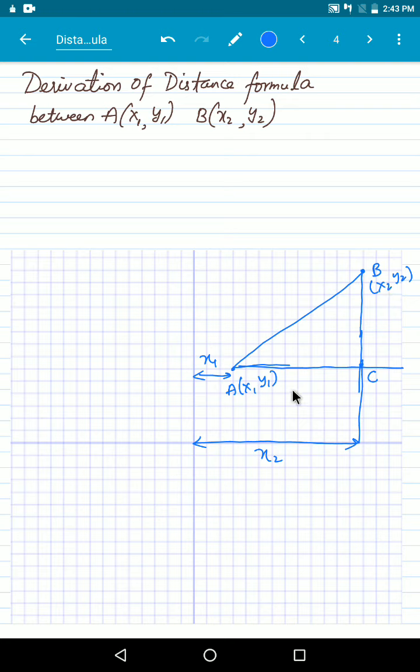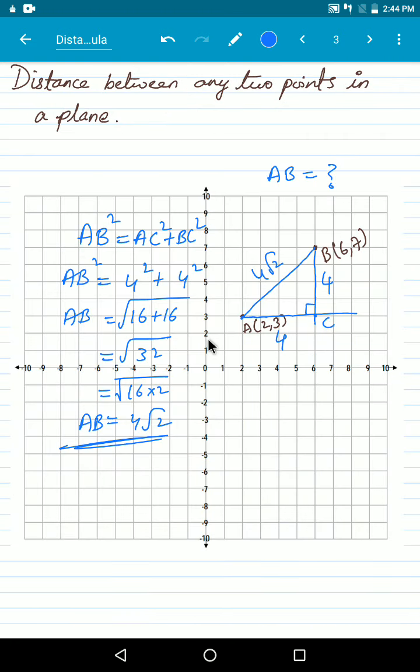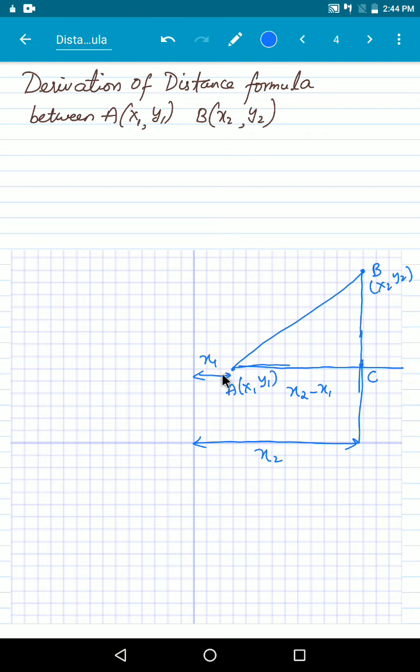What will be AC now? AC will be x2 minus x1, just like this one. How we got 4? This is 2 and this is 6, right? So 6 minus 2 will give us 4. In the same way, x2 minus x1 will give us this AC. In the same way, what is BC now? Complete thing is y2. We should subtract this part, right? We should subtract y1. So y2 minus y1 will be BC. Now we have a right angle triangle. It is like this, and this is x2 minus x1, and this is y2 minus y1.